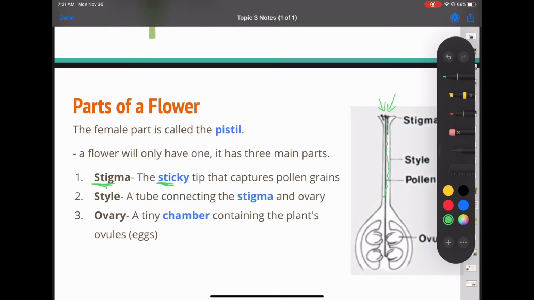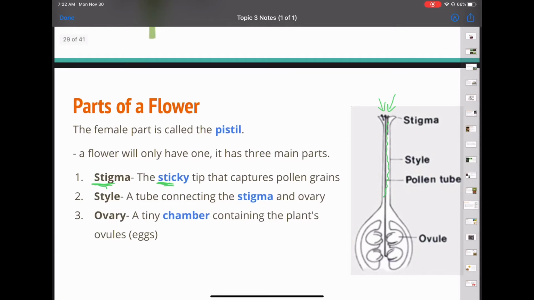Okay, now the ovary down at the bottom, the ovary is a tiny chamber that contains the plant's eggs. Okay, or another word for eggs is ovules. So ovules is like the more scientific term for eggs.